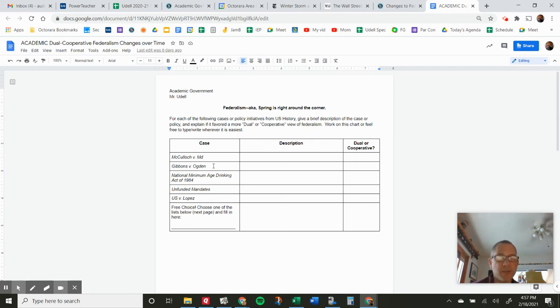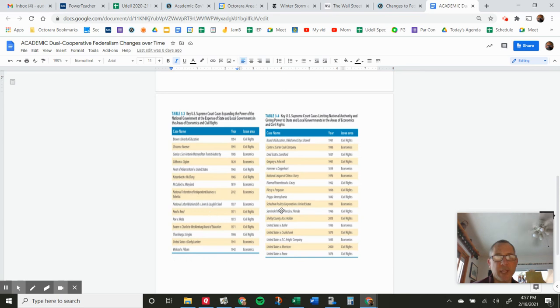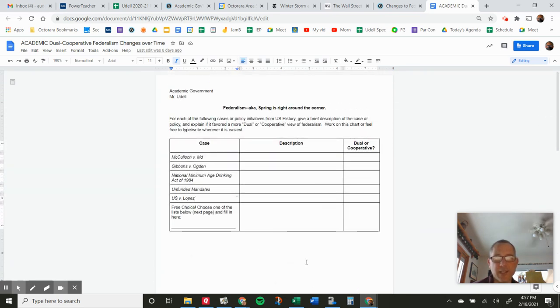So you have to do the same thing for Gibbons versus Ogden, the National Minimum Drinking Age Act, 1984, a thing called unfunded mandates, and U.S. versus Lopez, and then you have a free choice. See, it's like being in grade school again. There you go. And the free choice can come from any of these cases here, right? And then you describe the case and say which side was stronger. All right. So I hope that's clear.